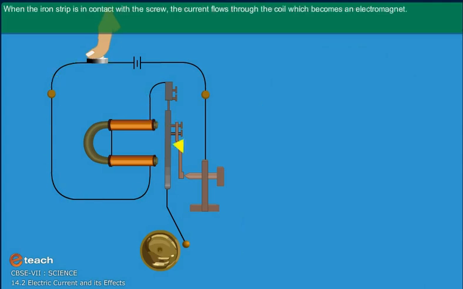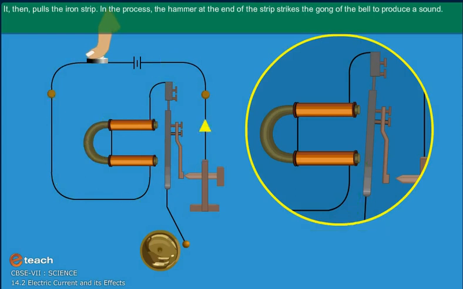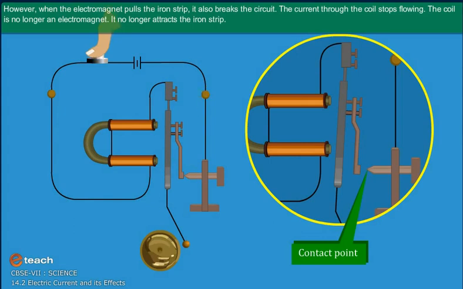When the iron strip is in contact with the screw, the current flows through the coil, which becomes an electromagnet. It then pulls the iron strip. In the process, the hammer at the end of the strip strikes the gong of the bell to produce a sound. However, when the electromagnet pulls the iron strip, it also breaks the circuit.